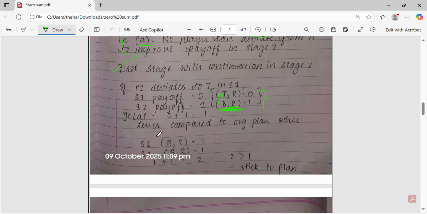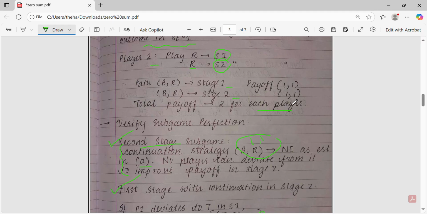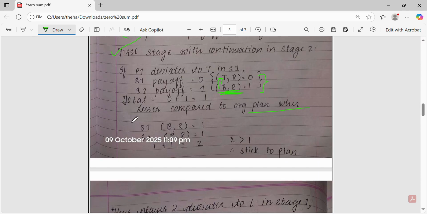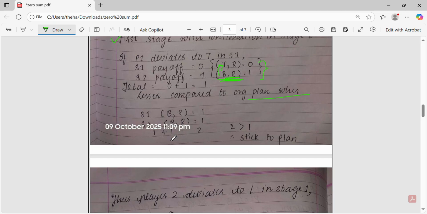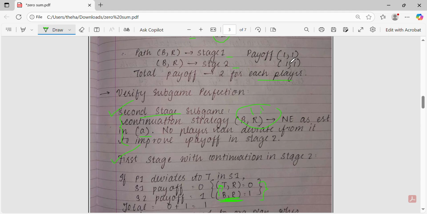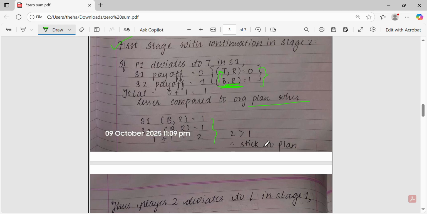It is less compared to the original one, where we got 2, right? 1 plus 1 was 2, which we calculated earlier. Look, 1 plus 1, 2. This is the original calculation: B comma R, 1 comma 1, 1 plus 1 is 2. So the thing that we did here, we are going to do it here, and we are going to show that we're going to stick to the original plan and we're not going to deviate anywhere.